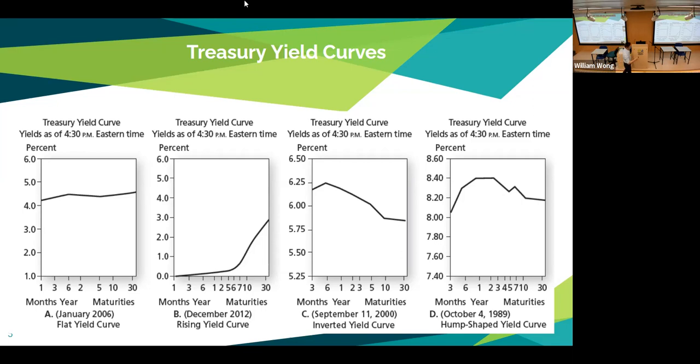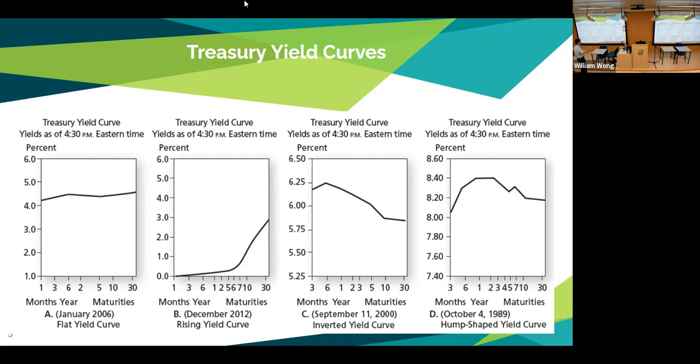But here, you see there's an inverted yield curve. Very important. Why? Because nowadays you see an inverted yield curve as we speak. Really bad. That means a recession is coming, and it is inevitable. And then the next one is the hump yield curve.